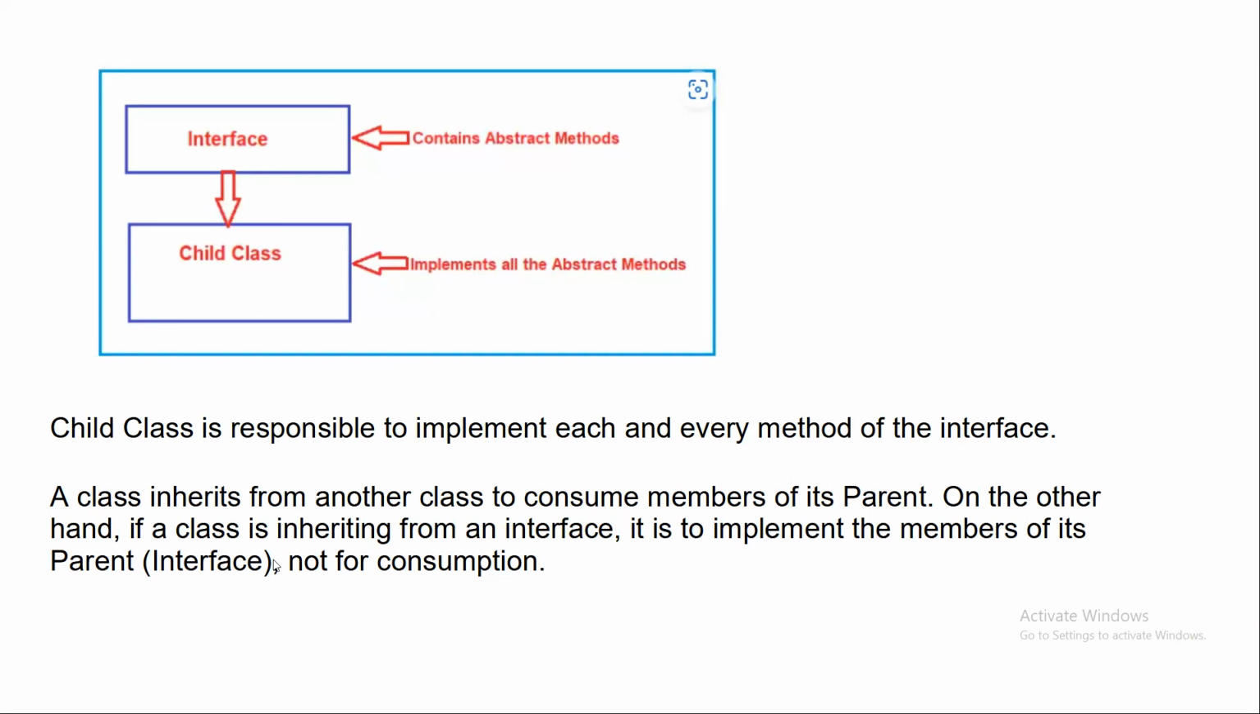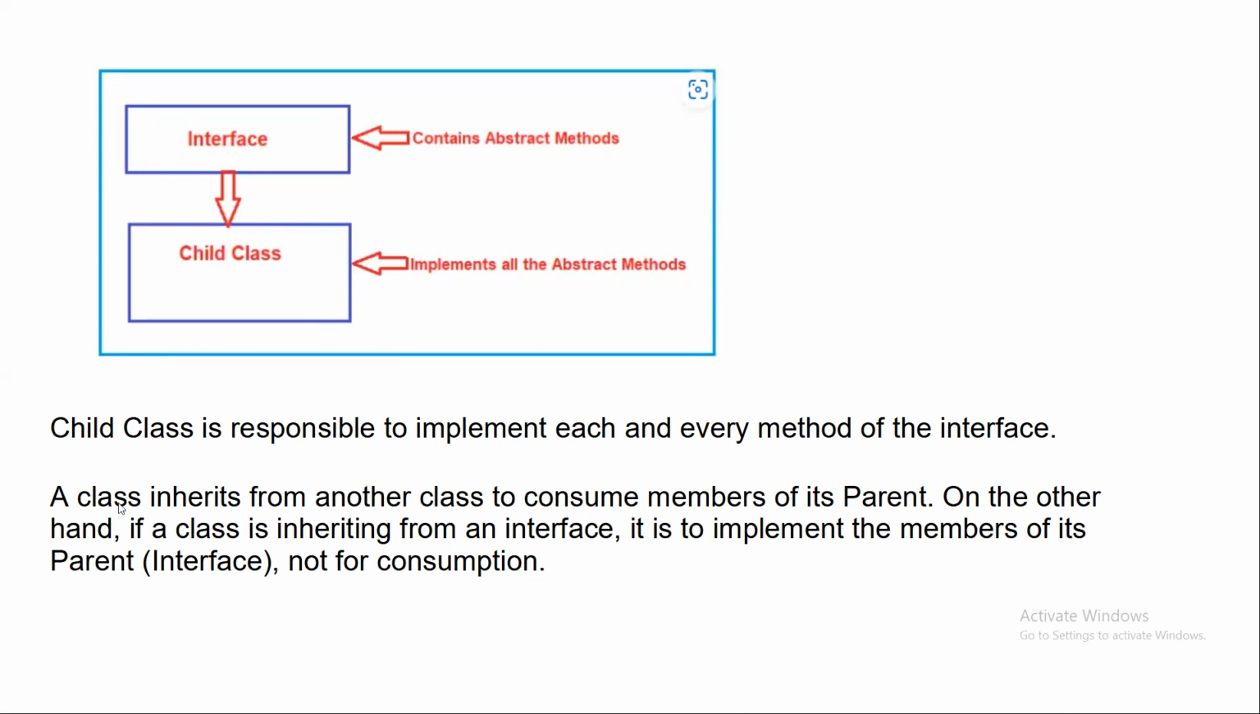Since an interface contains only the declarations, only the abstract methods, who is responsible for writing the actual logic for those methods? That's where you have to use inheritance. You inherit the interface in your child class. Since the interface contains only the declaration part, it is the child class's responsibility to write the actual code for those methods.